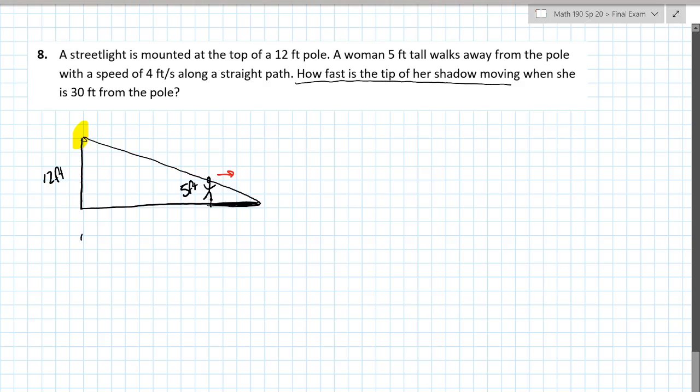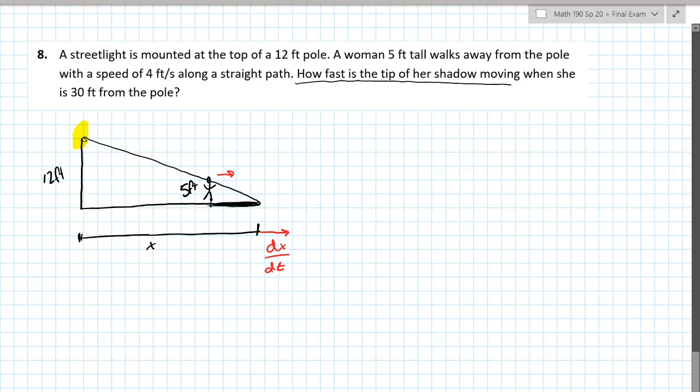If we call x the total distance from the post to the tip of the shadow, now our dx/dt is how fast the tip of the shadow is moving. Because the tip of the shadow moving is a combination of the whole shadow moving, in this case to the right on the page, and the shadow growing.